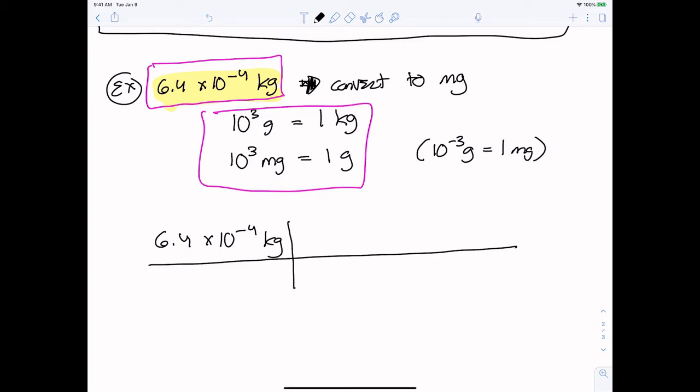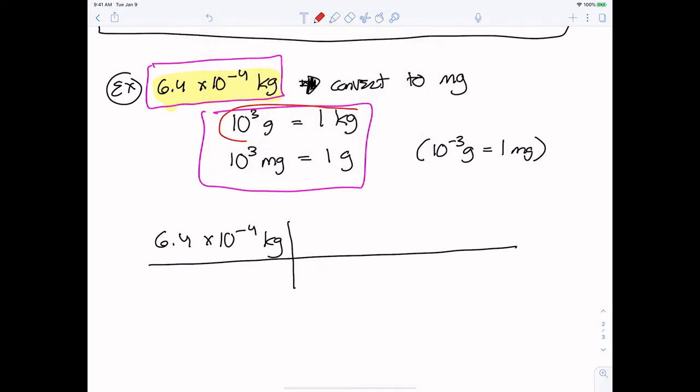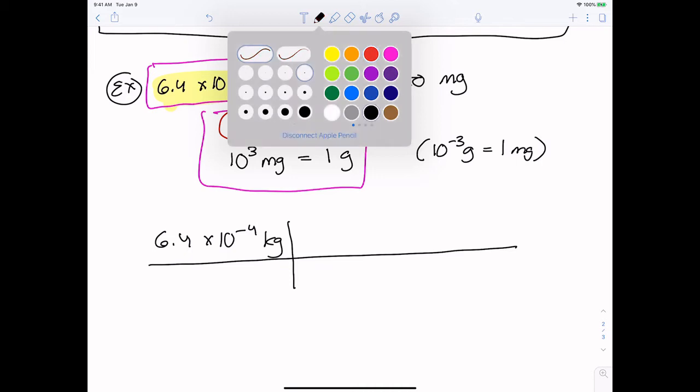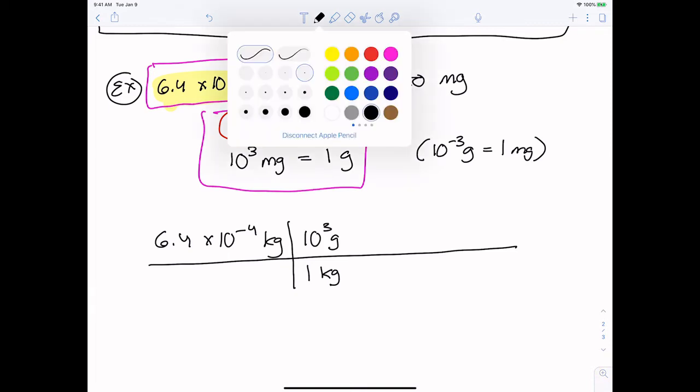And then because kilograms are on the top, they have to go on the bottom. So I'm going to go up to my conversion factor list here, and I'm going to grab this one because it's the only one of the two that has kilograms in it. And I'm going to put the kilograms on the bottom because they're on the top already. So 1 kilogram goes on the bottom, and then the 10 to the third grams is going to go on the top. And then we can cancel those out.